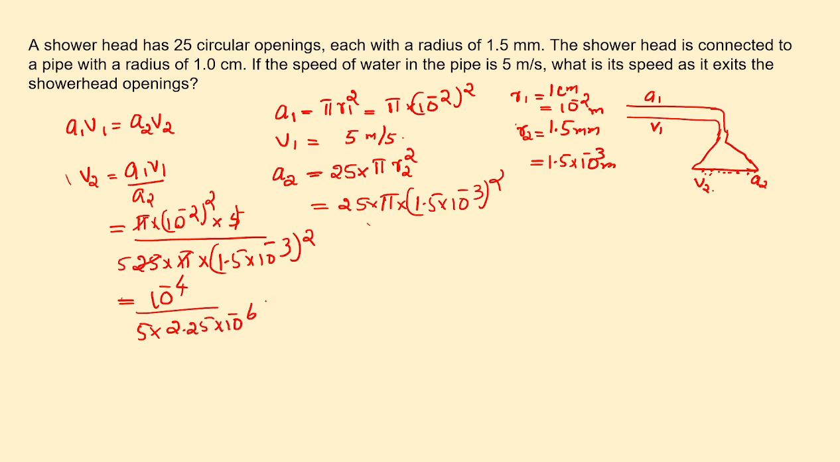Okay, so after the calculation you can see that the velocity at the opening, very narrow opening, is 8.88 meter per second. Okay, then move to the next one.